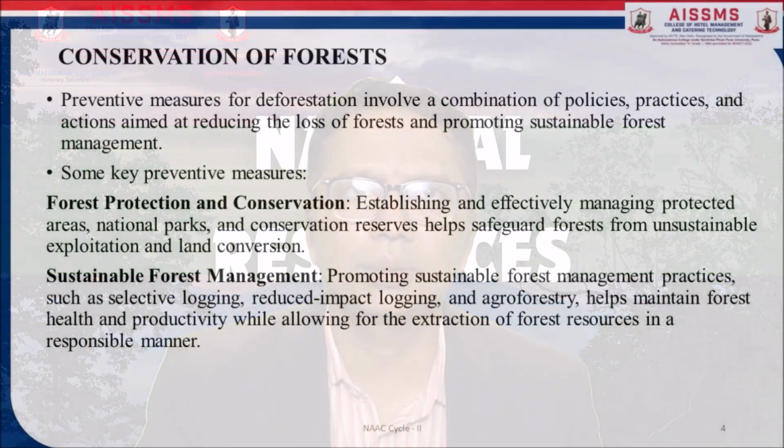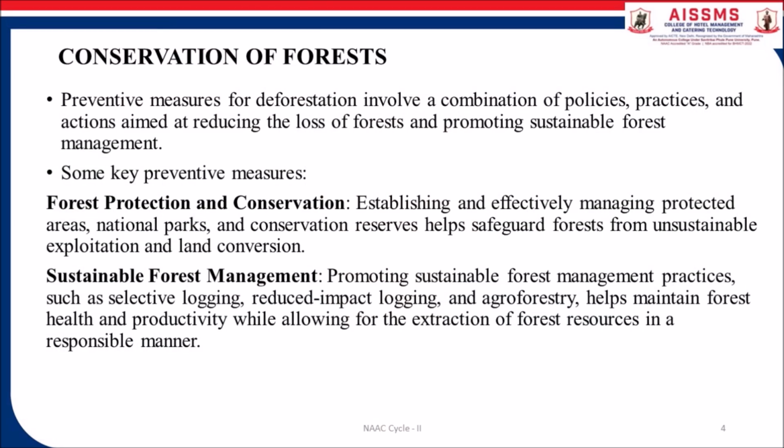Let's begin with conservation of forest. Prevention measures for deforestation involve a combination of policies, practices and actions aimed at reducing the loss of forest and promoting sustainable forest management. Some of the key prevention measures for conserving forest. First one, forest protection and conservation. Establishing and effectively managing protected areas, national parks and conservation reserves help safeguard forest from unsustainable exploitation and land conversion.